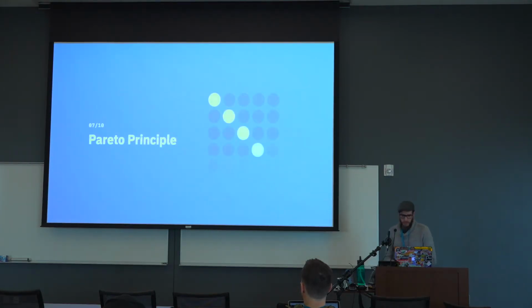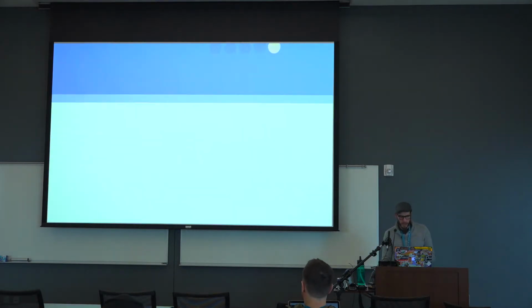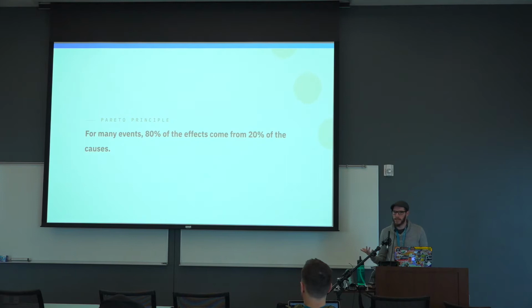Here's one we all know, the Pareto Principle. Anybody heard of it? Okay, got one. How about the 80-20 rule? Anybody heard of that? Yeah, so most people know this as the 80-20 rule. It's Pareto. For many events, 80% of the effects come from 20% of the causes. Pareto was an Italian economist who noticed 80% of Italy's land was owned by 20% of the population.